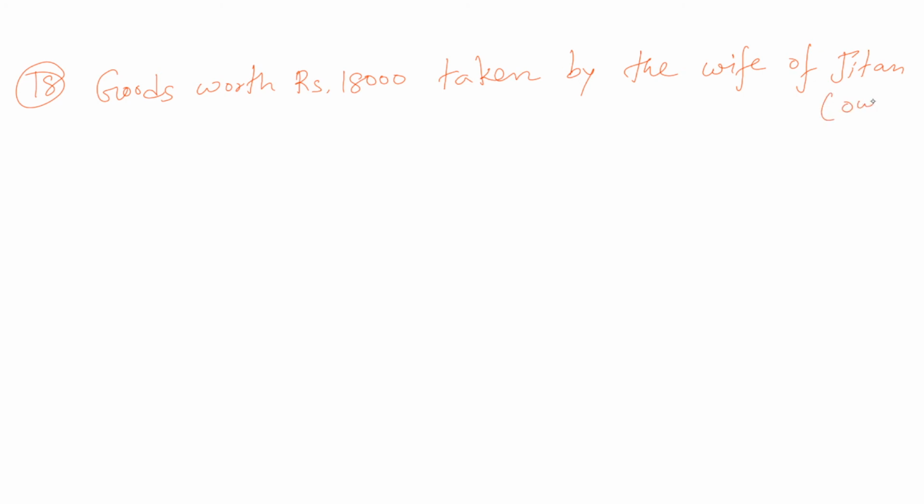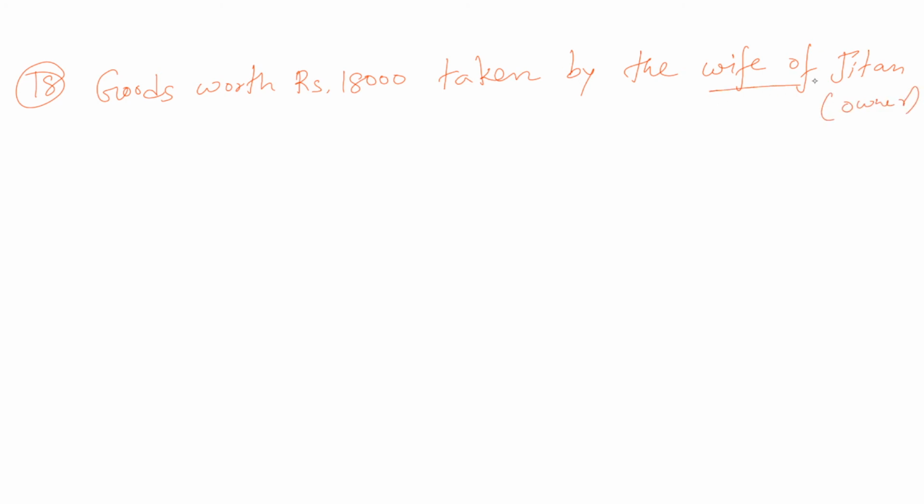Okay, so for example, goods worth rupees 18,000 taken by the wife of Jitan. Jitan is what? He is the owner.